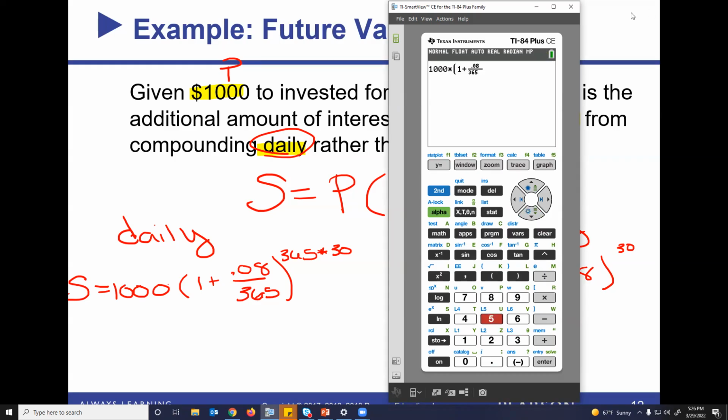Now, you'll notice I didn't actually put the 0 in front of the decimal. It doesn't really matter. The calculator knows. Okay, be sure to close your parentheses here and then raise it to the exponent of 365 times 30.